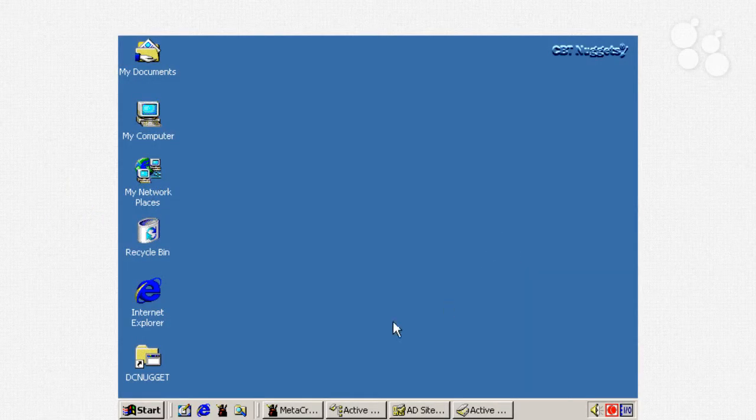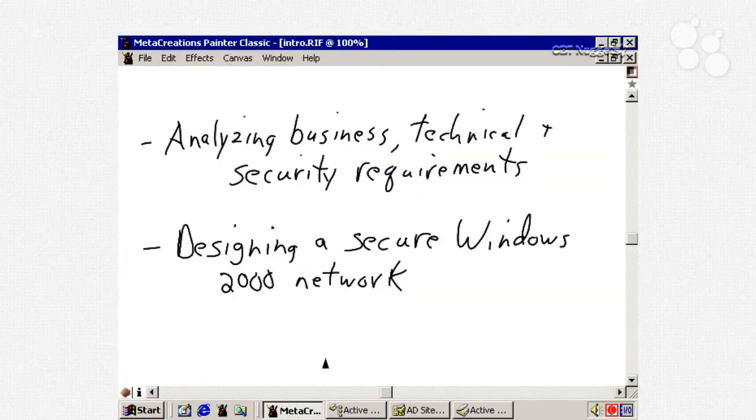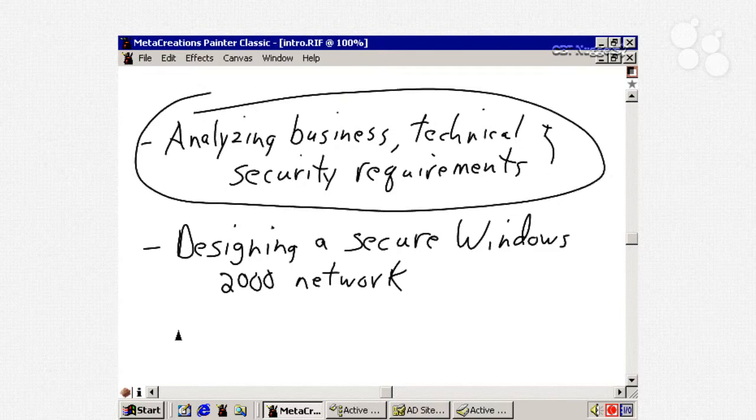Introduction to Security Design with Windows 2000. When we're designing security for our Windows 2000 network, first we need to know our technical and our security requirements. Once we have our information, we're going to apply our knowledge of the Windows 2000 operating system in designing a secure Windows 2000 network. All right, let's start with our information gathering process.